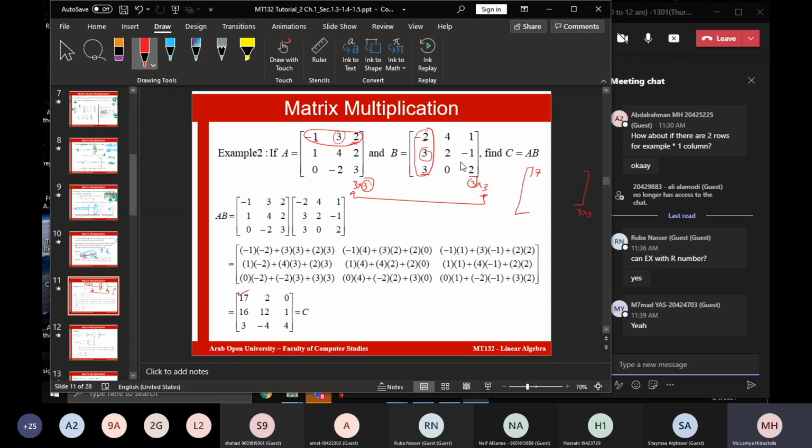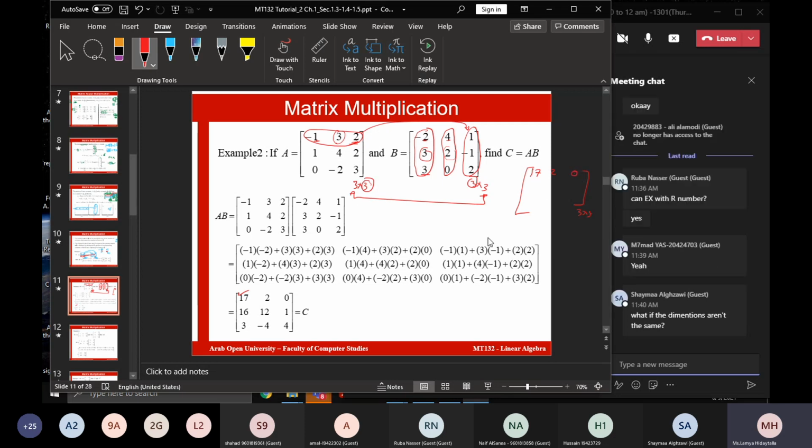And then what's next? The first row with the second column. Okay, minus 1 times 4, 3 times 2, 2 times 0. You do the multiplication, add up. So you get the result. You put it where? Here, 2. And then you move to this next one like that. Do the calculation, okay, as well. And then we put it here, and you will find that the answer is 0. Okay.